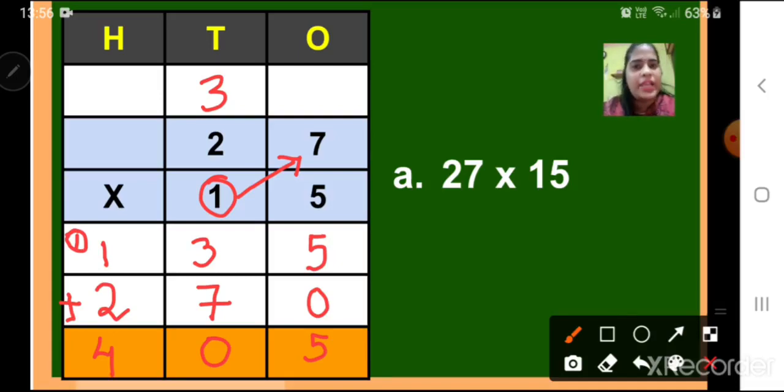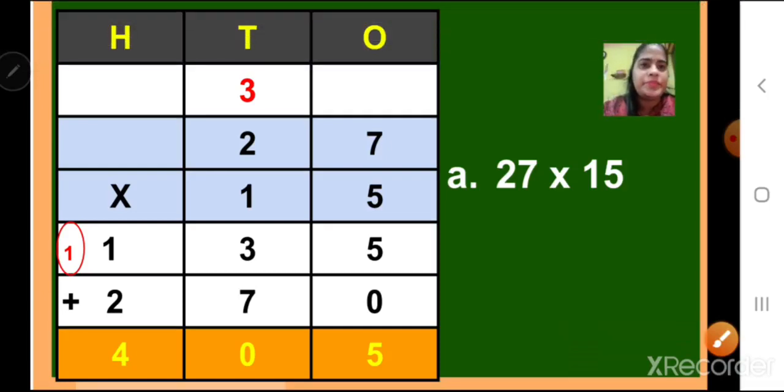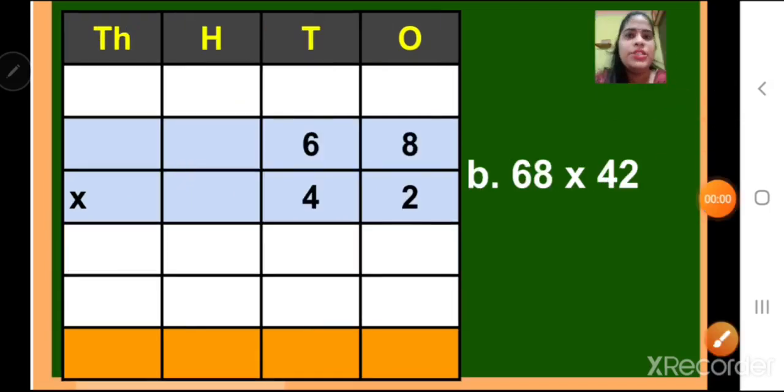So children, my final answer for 27 multiplied by 15 is 405. In this manner we have to do a multiplication. Okay, note down, children, the answer. Children, now note down B1, 68 multiplied by 42. Draw the columns properly and write the numbers in the proper place.